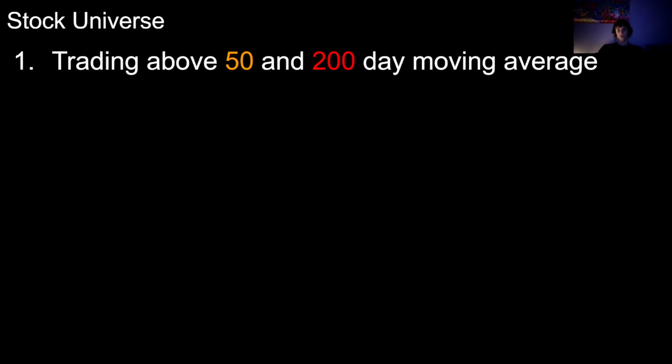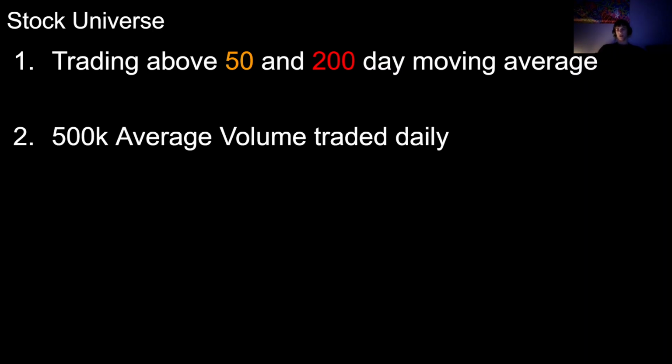So what is our stock universe going to look like? The U.S. markets have about 5,000 stocks, and we really need to nail down and figure out what we're focusing on to increase our chances of getting ourselves in the right stocks. So first of all, we want trading above its 50 and 200-day moving average. That's non-negotiable.